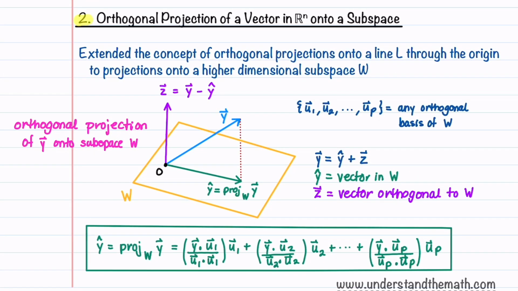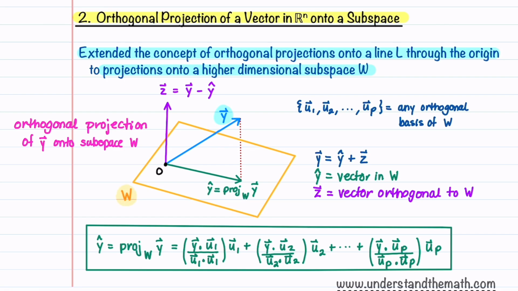Let's now look at the orthogonal projection of a vector in Rn onto a subspace. We're going to extend the concept of orthogonal projections onto a line L through the origin to projections onto a higher dimensional subspace W. We're going to be projecting vector y onto subspace W, where the set of vectors u1, u2, all the way up through up is any orthogonal basis of our subspace. Similar to what we saw above, the orthogonal projection of y onto our subspace W is y hat, and that formula is given right here.